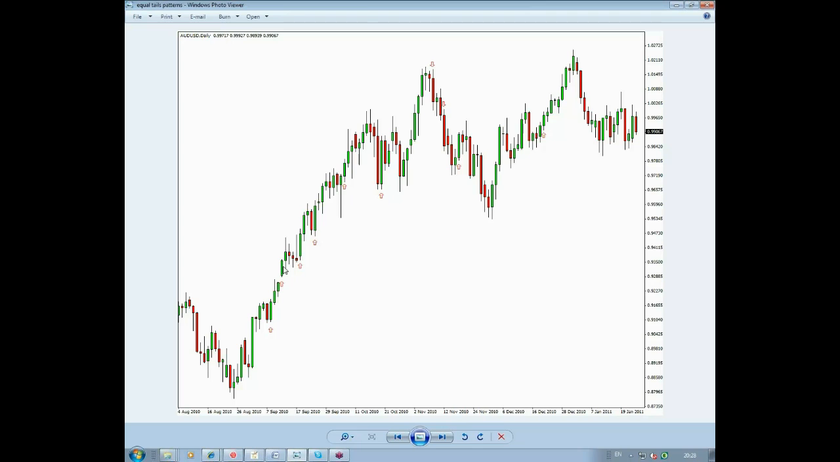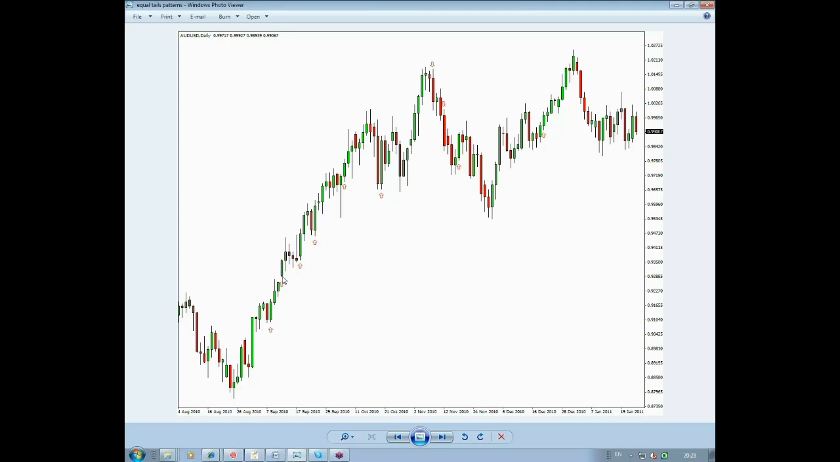Then after another correction, can you see a correction here? It's a flag pattern. We had another candle. The same situation with the direction. It broke the last high. It closes above the high of the previous candle. We continue up.